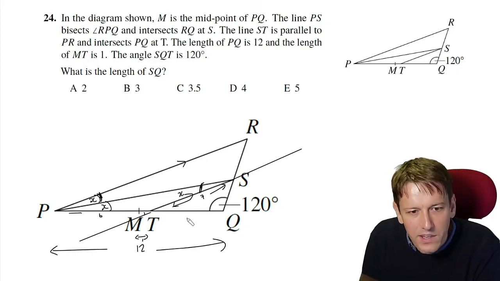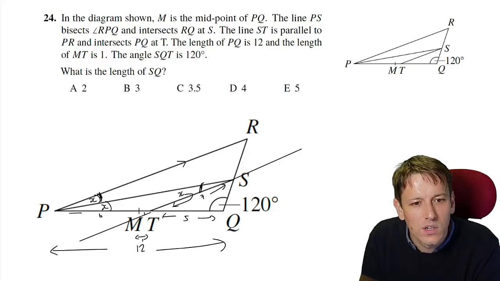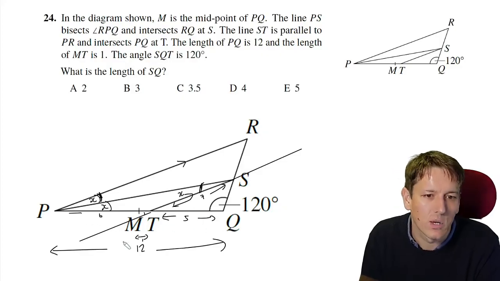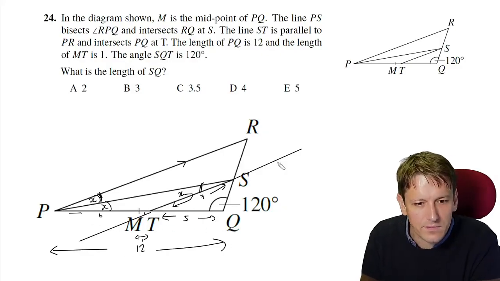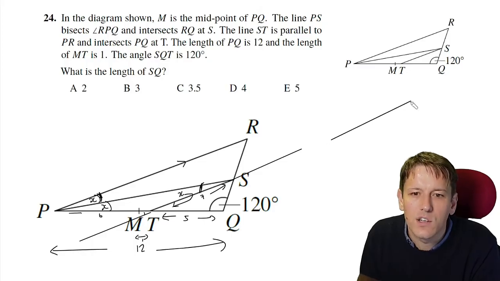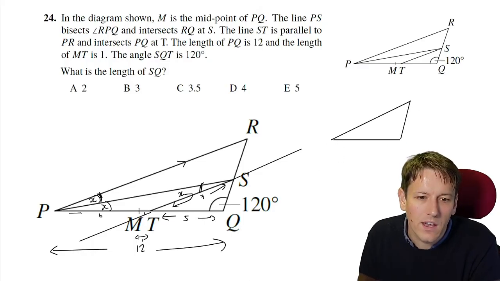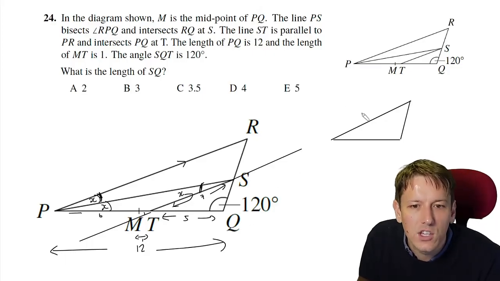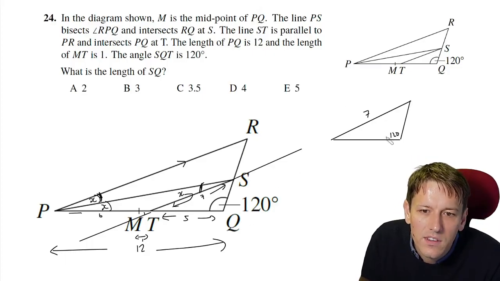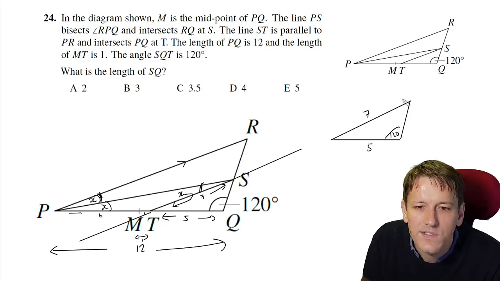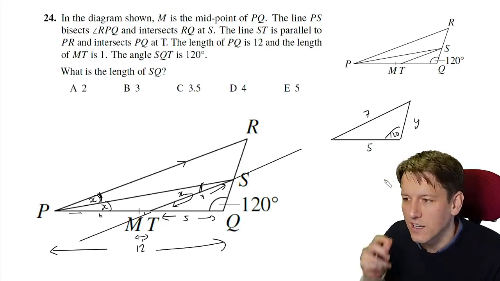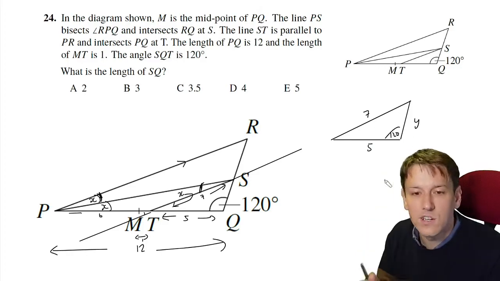And of course we know that the length TQ would be 5, because the total here is 12. Now if we just look at this triangle here, let's draw it again so it's a little clearer. We've got STQ, so that length is 7, this angle is 120, and this is 5, and we want to work out y here as the answer to the question.